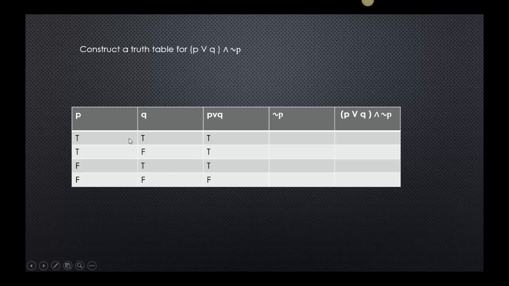Not P will be the opposite of P. So instead of true, true, false, false, I'm going to have false, false, true, true. Okay. Last column, put these two columns together, but remember it's and. So I need all trues to be true. So true, false will be false. True, false is false. True, true is true. And then false, true is false.